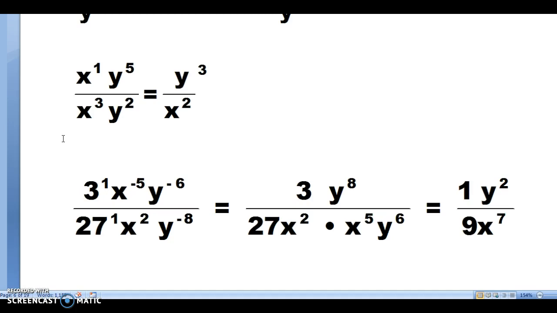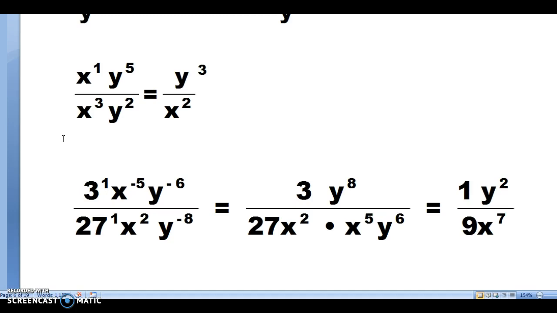At this point, we have a couple of different things. For the x's, we have the x to the 2nd times the x to the 5th power, which is going to be x to the power of 2 plus 5, or x to the power of 7. We have y to the 8th on top divided by y to the 6th on the bottom, so it's an example of the quotient rule. We subtract the 6 from the 8 and get 2. So our answer is going to be y to the 2nd divided by 9x to the 7th.